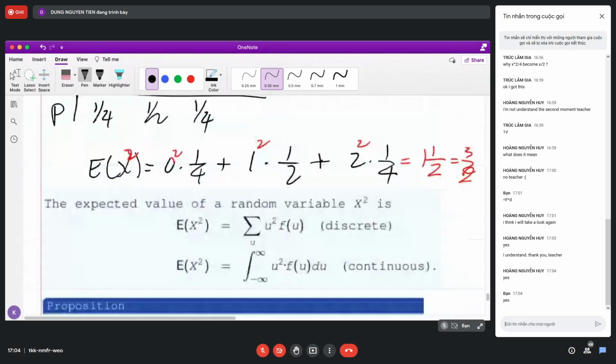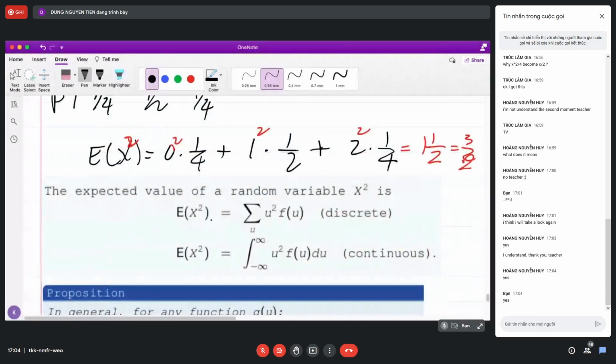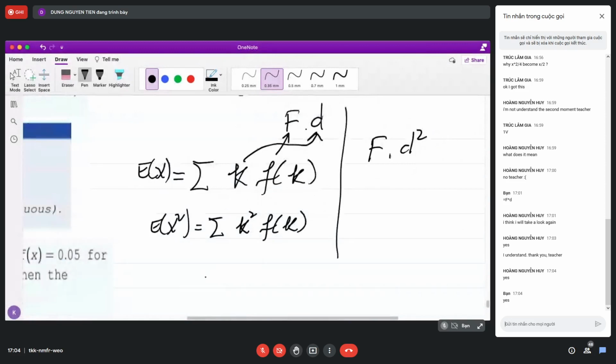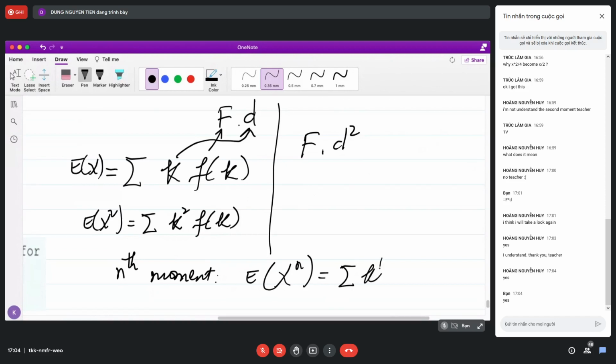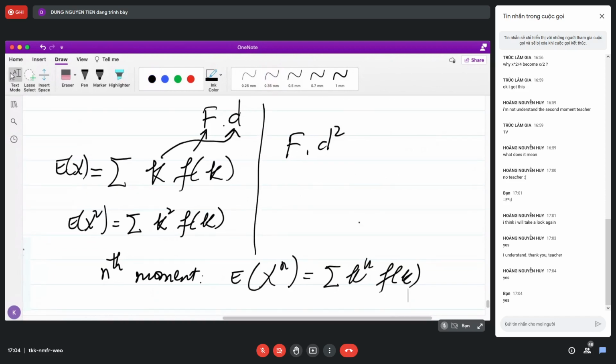And that is for the second moment, and for sure you can consider the nth moment. It should be the mean of x to the n, right? And you can come up with the sum of k to the n f of k. That is for several points.